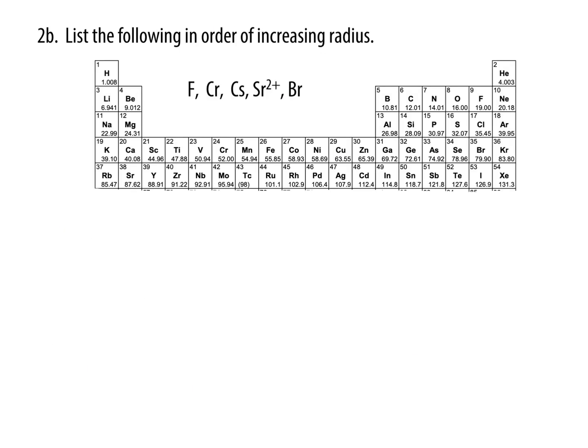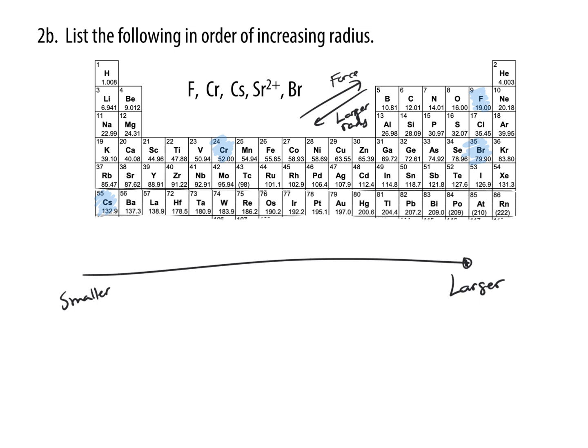Okay, list the following in order of increasing radius. So most of these are neutral atoms, so we can use our rule here, where this is bigger force, and going this direction is larger radius. So we can use that to get a good start on this if I just highlight our atoms. Highlighting those and placing them from smaller to larger, we have fluorine, bromine, chromium, and cesium.